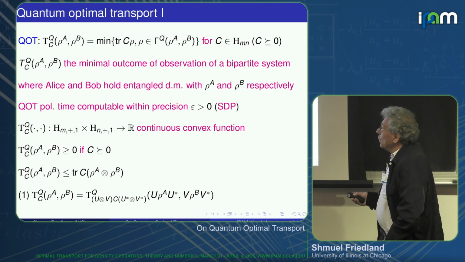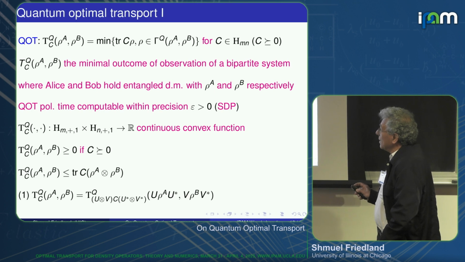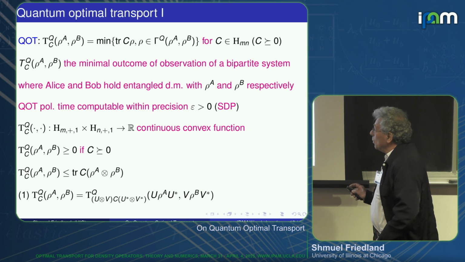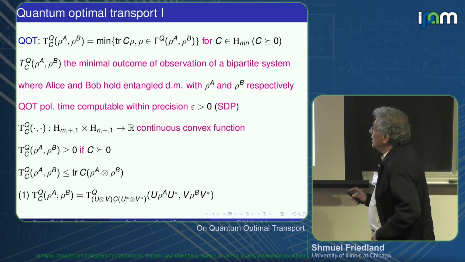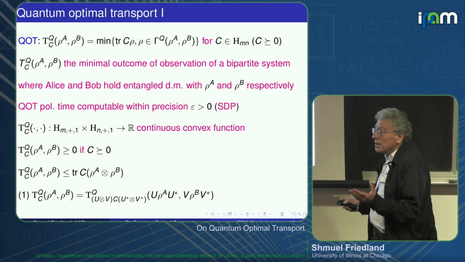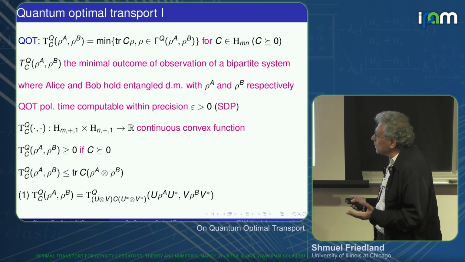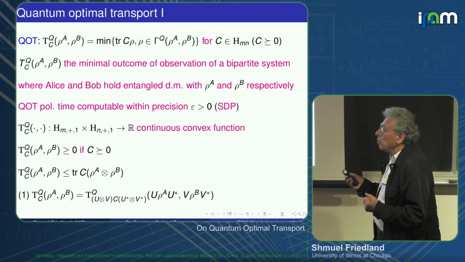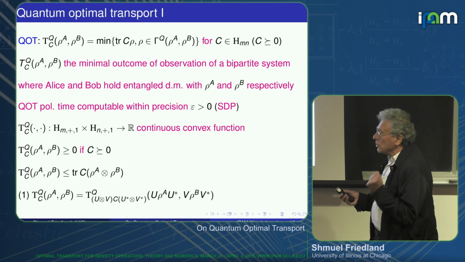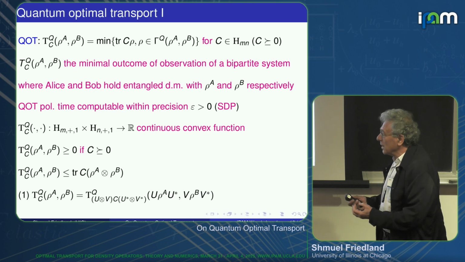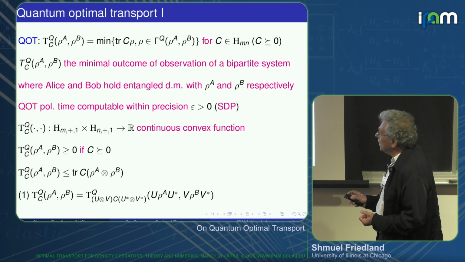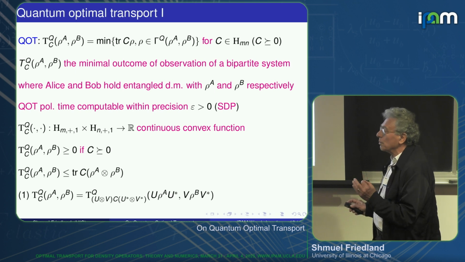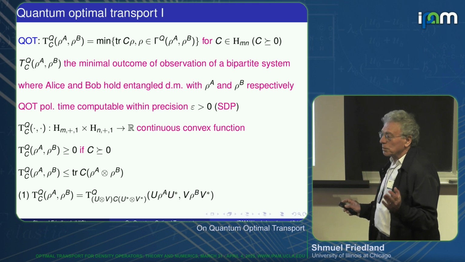So you see, we replace the gamma classical with gamma q, and we take the same thing. So it's very similar. And so what would be the physical explanation? Well, Alice and Bob have two particles which are entangled, and you know what rho A and rho B are, but you don't know how they're entangled. And you take these measurements with this C, and you want to know what is the minimal possible outcome. That would be the quantum optimum transport.